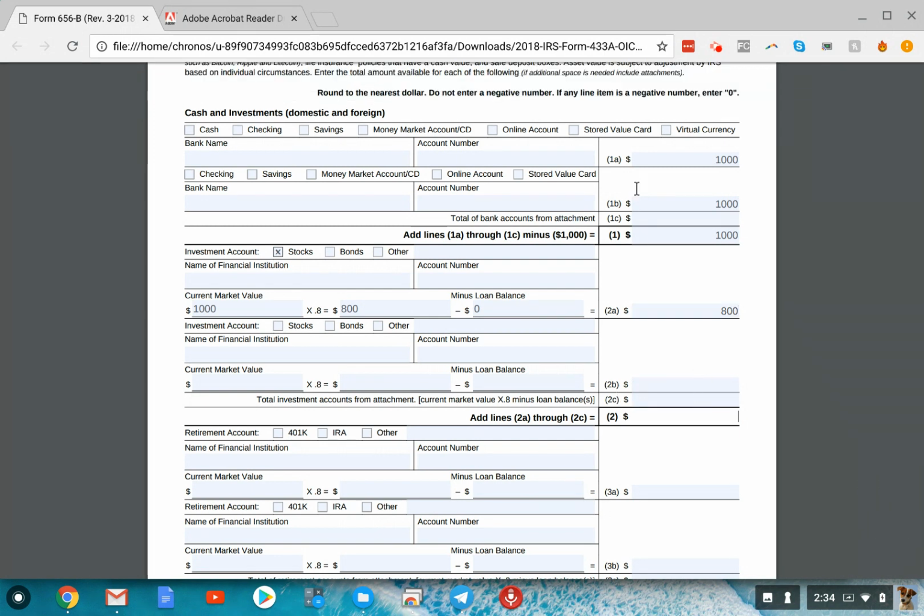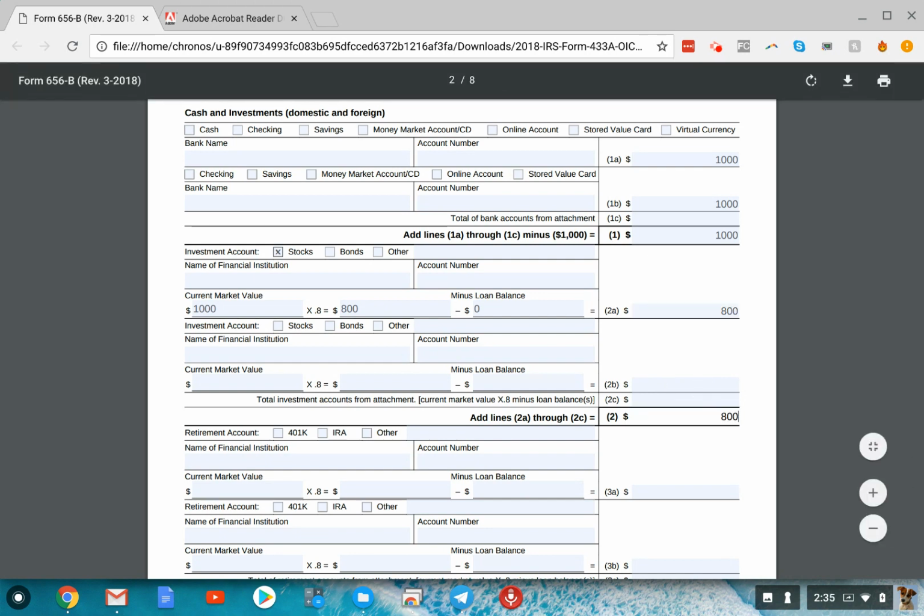So 2A through 2C. So these things are adding up, going to the bold total, with this one minus the 1,000. This one, 800. What else would be here if there was something? And then it goes to 800.